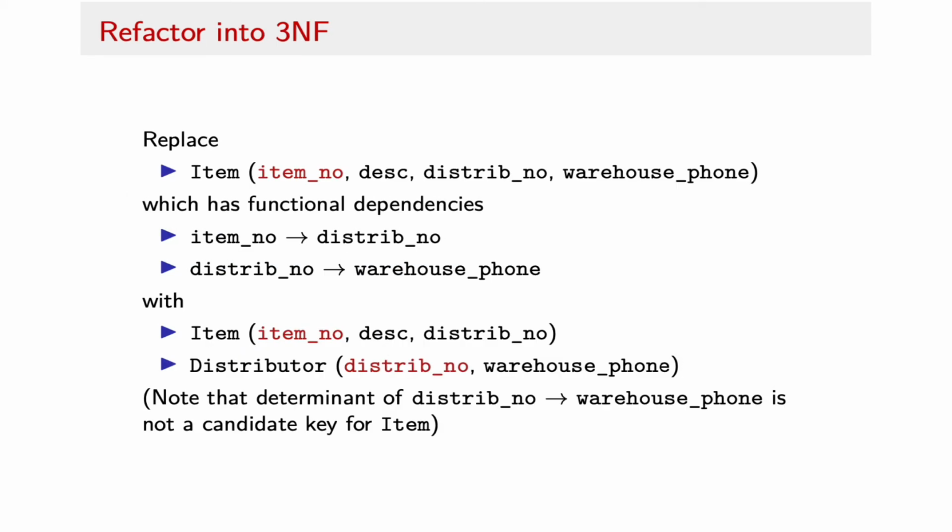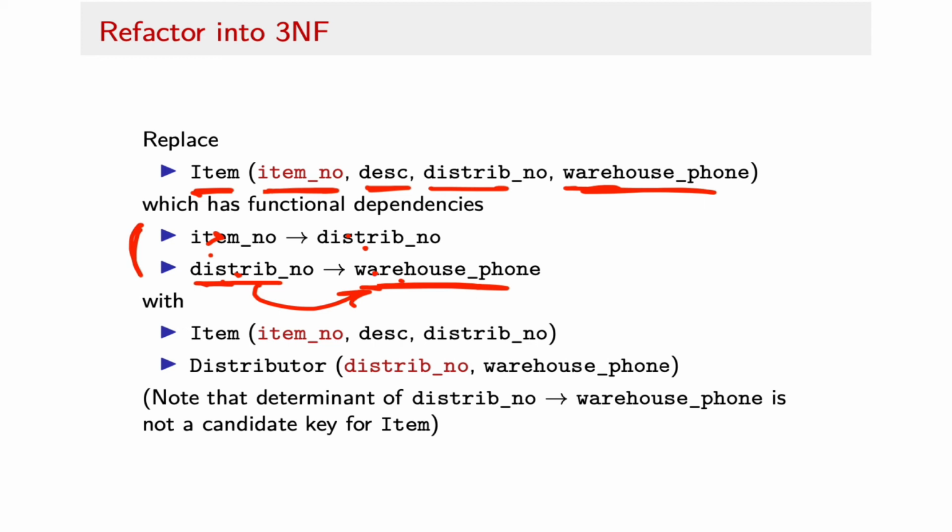And then let's return to this example that we were looking at before. We've got this item relation. It's got an item number that's identified here as our primary key, a description, distributor number, and warehouse phone. We had already identified functional dependencies where the item number determines the distributor number and the distributor number determines the warehouse phone. And both distributor number and warehouse phone are non-prime attributes, right? So we have a functional dependency involving non-prime attributes, and we have this A goes to B and B goes to C relationship. So we do have a transitive dependency that we need to pull apart.